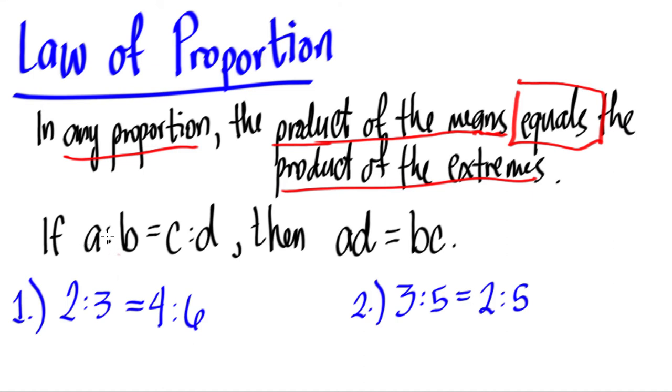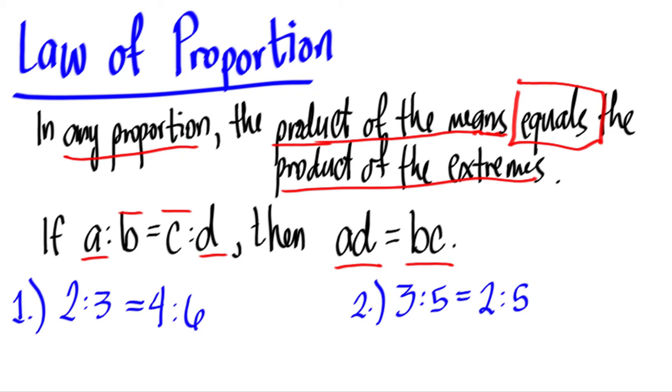Going back to the definition of a proportion, we have A is to B equal to C is to D. Therefore, if this is true, then A times D equals B times C. So this AD is our extremes, and this B and C are our means.